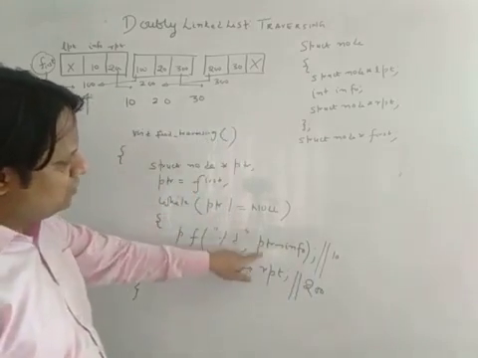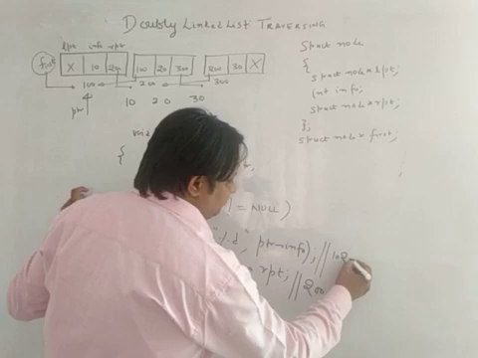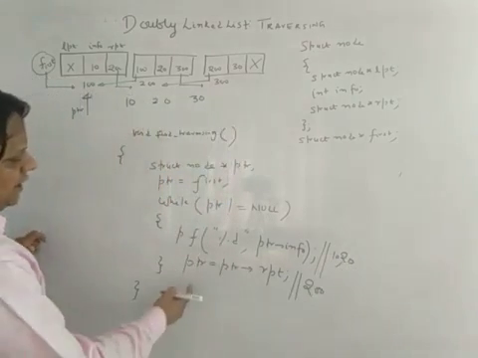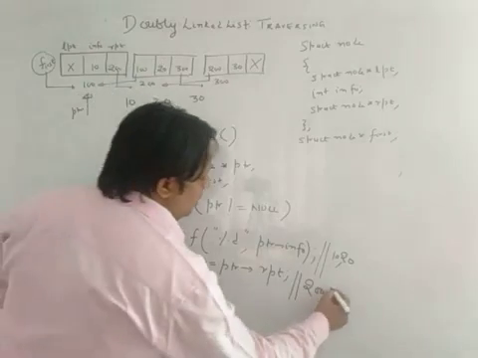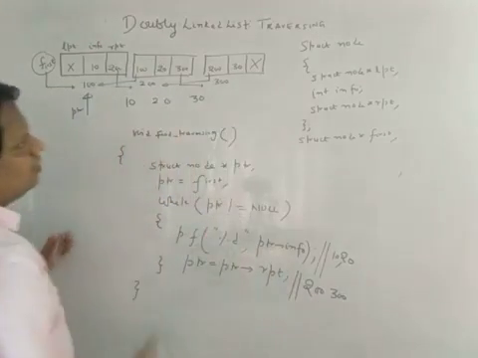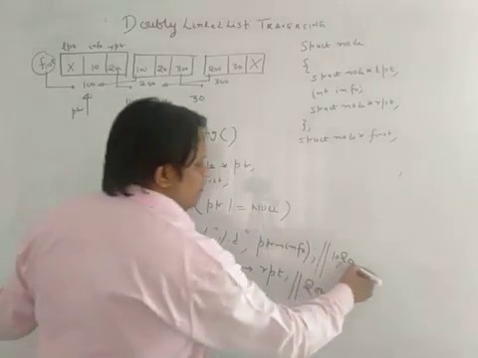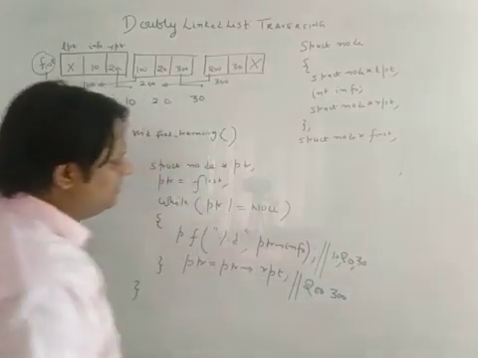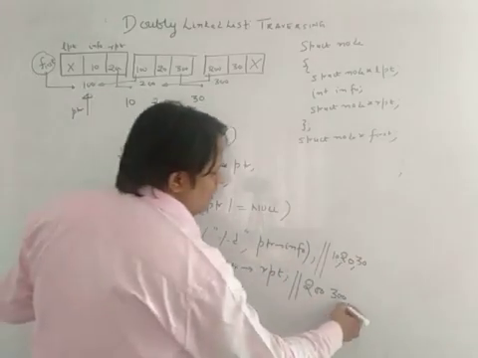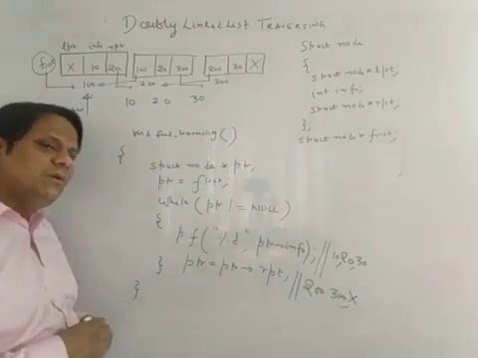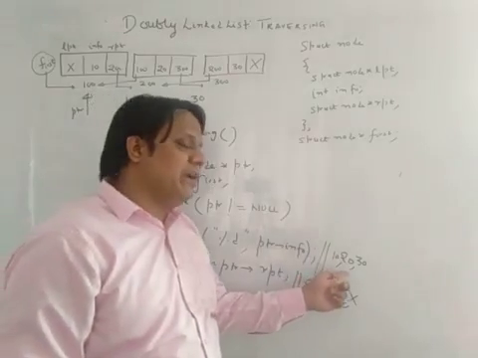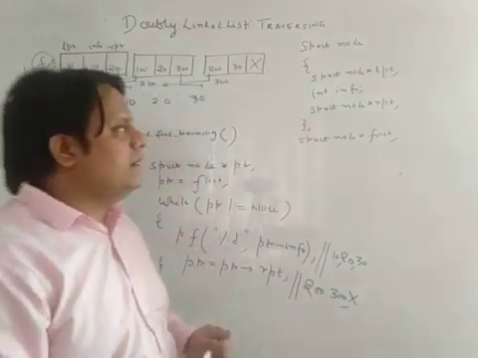200 not equals to null, info is what? 20. Now you are printing 20 and you are incrementing the pointer, 200 arrow RPT is what? 300. Now 300 not equals null, condition true. Again you are printing the info part of 300, which is 30, and ptr moves to what? Null. So null not equals null, condition is false and you will come out of the loop. So what are you getting? You are getting 10, 20, 30 as the output, right?